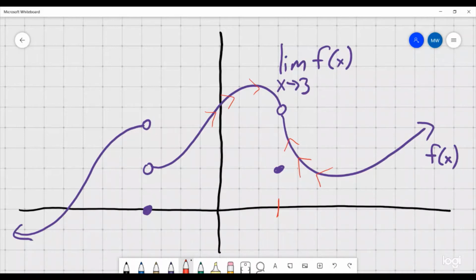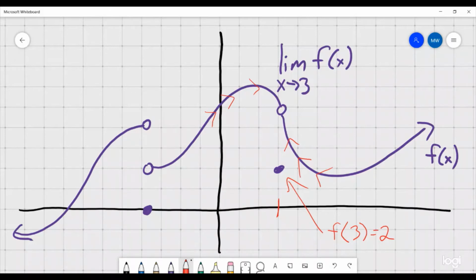So when we're dealing with the limit, we don't care about this point down here where we actually know that f of 3 is equal to 2. We just don't care about that when we are talking about the limit. We don't care what the actual value of the function is at that point. All we care about is what we're approaching if we are approaching it from nearby points.